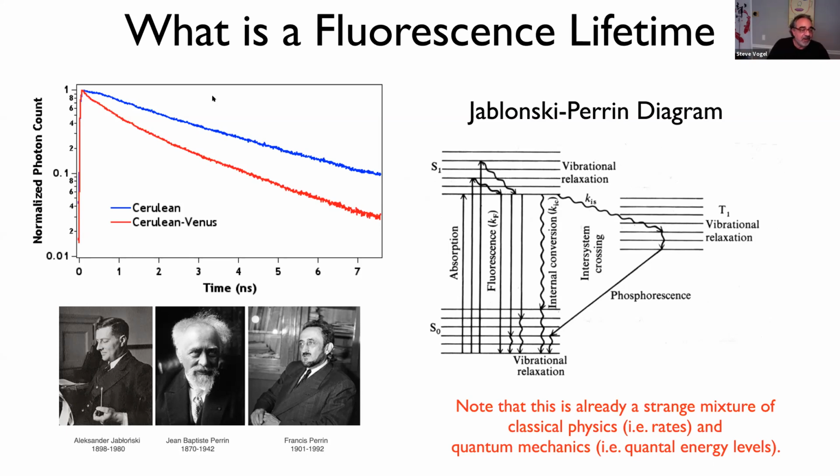And on the bottom are 3 pictures of 3 scientists who devoted large segments of their careers to trying to understand the fundamental mechanisms responsible for this decay. This is Jablonski and the Perrins: Jean-Baptiste, who is the father, and his son, Francis. Jean-Baptiste actually won a Nobel Prize for confirming Einstein's predictions of Brownian motion, right?